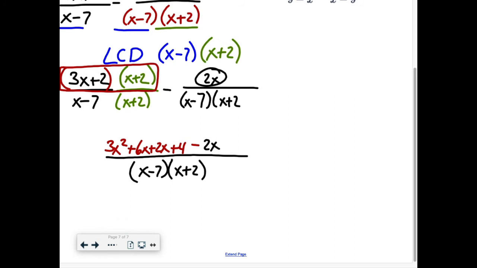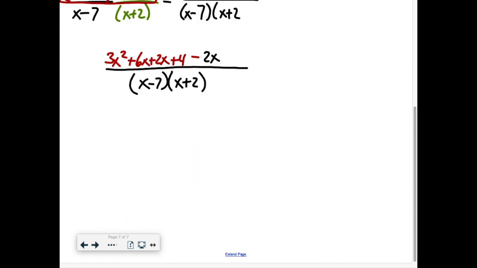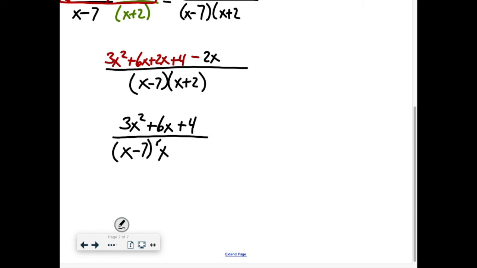So now we're up to simplifying the numerator, and here it's clearly a bit more complicated than it has been. So we're still going to have 3x squared. We got a 6x plus a 2x minus a 2x, which is going to be plus 6x plus 4. That's going to be all over x minus 7 and x plus 2. Now, there's nothing else we can do to factor this out. As unsatisfying as that answer looks, that is our final answer.